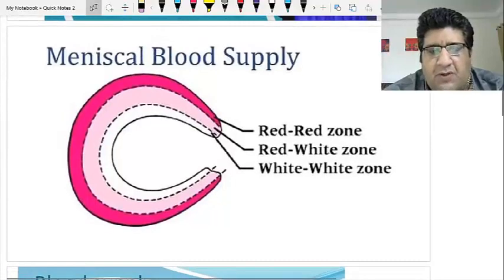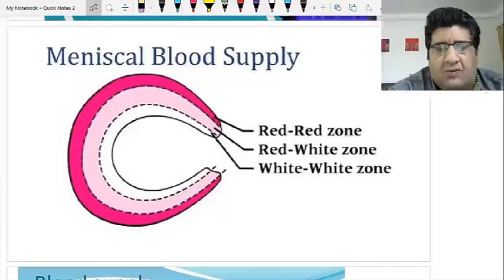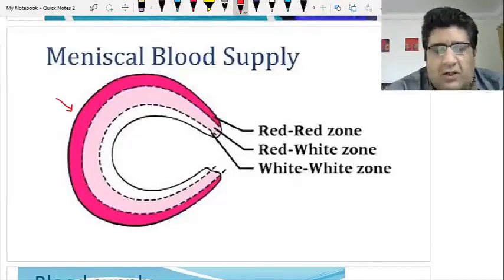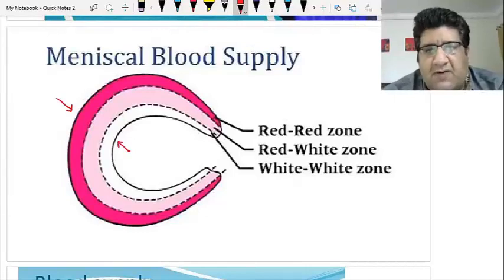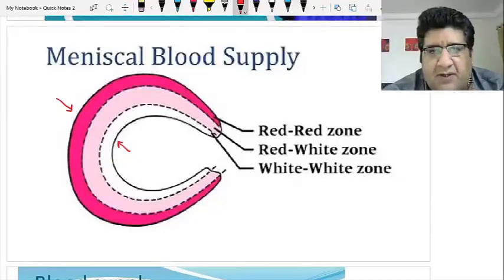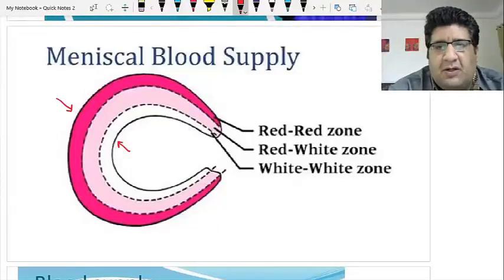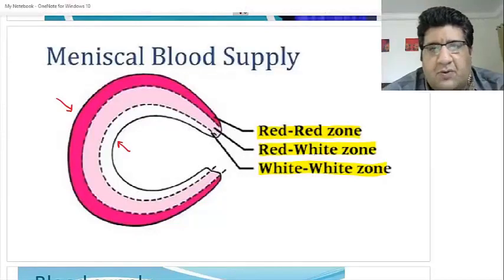Now when we talk about their vascularity, you should know that this outer one-third that you are able to see here is basically the vascular zone. That is why they have called it the red zone. The inner part that you see is basically the avascular zone, and that is why they call it the white zone. The interesting part is that in between the red zone, the vascular outer one, and the inner avascular white zone, you have an intermediate zone, which they call the red-white zone. So the outer zone is called the red zone, the inner zone is called the white zone, and the middle zone is called the red-white zone.